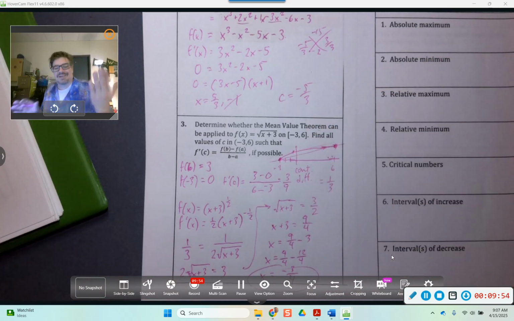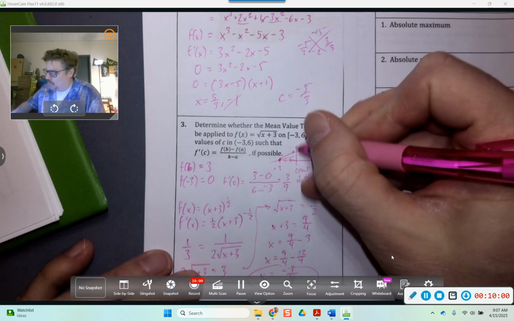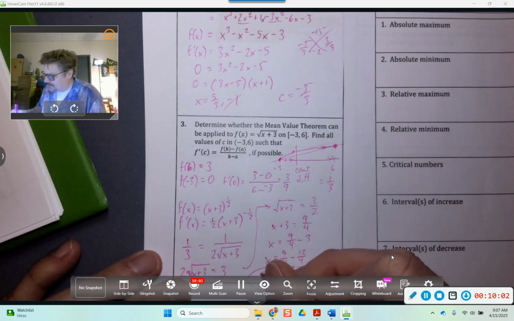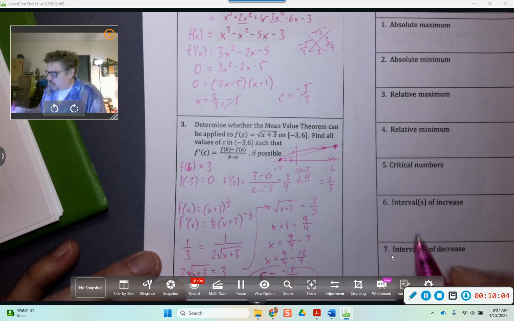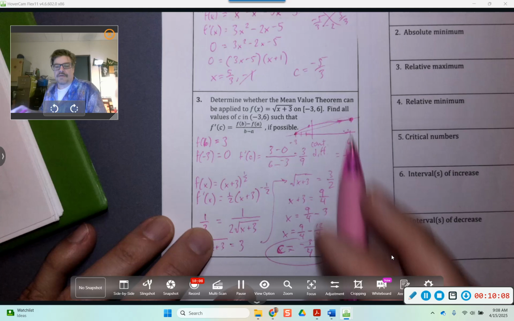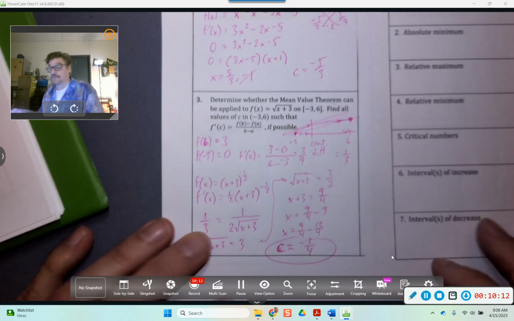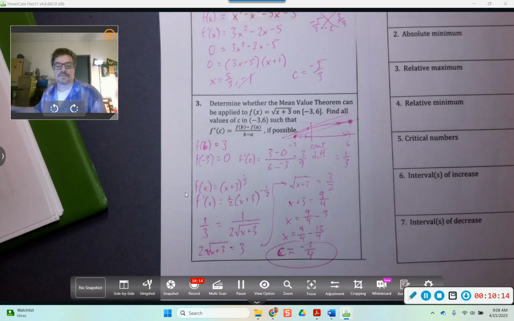So I said it was close to 0 based on the graph. Kind of, sort of. He's just on the left side of the y-axis. So this is our C value, where this guy right here has the same slope as the average rate of change over that whole interval. All right, and we'll pause right there. We'll do the rest in another video.